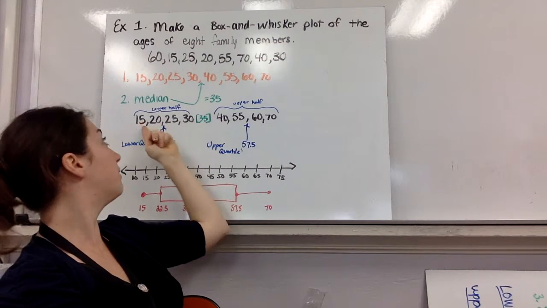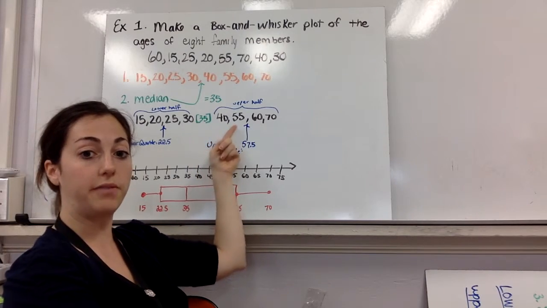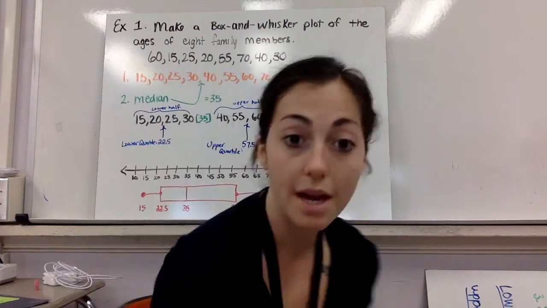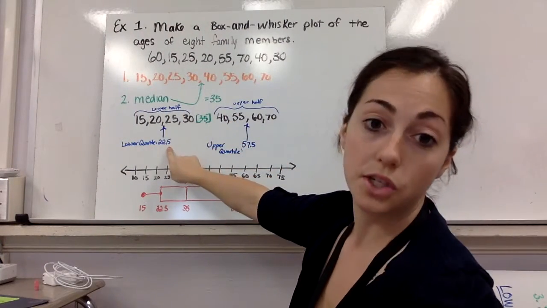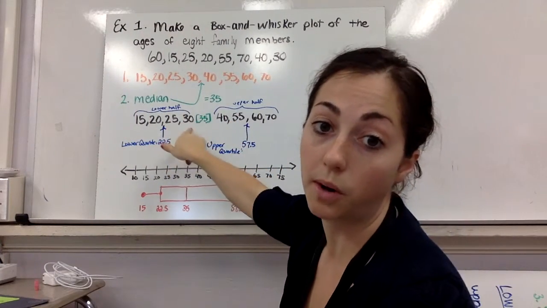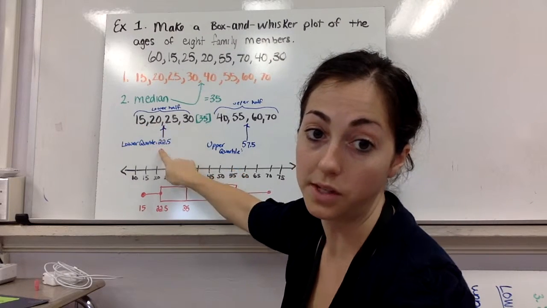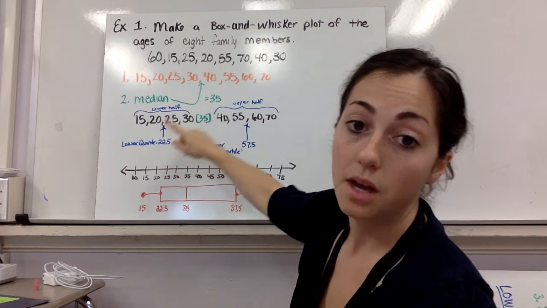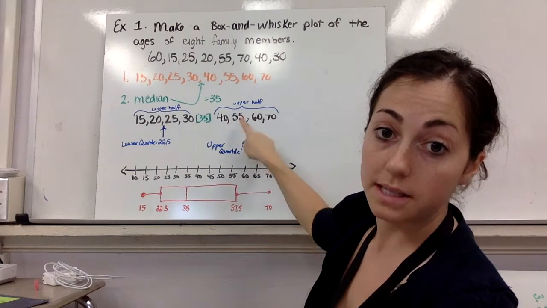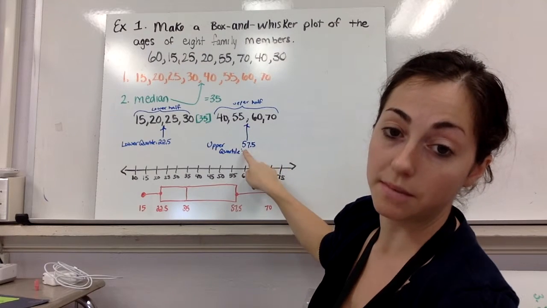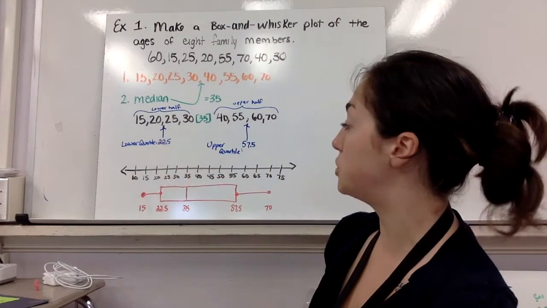So my lower half is the 15, 20, 25, and 30. My upper half is 40, 55, 60, and 70. Then step 3, no, that was step 3. Step 4 says to find the median of the lower half. So the median is the middle number in between 20 and 25, and that's 22.5. The median of the upper half, the third quartile, is in between 55 and 60, which is 57.5. So now I have my bits of information that I need.